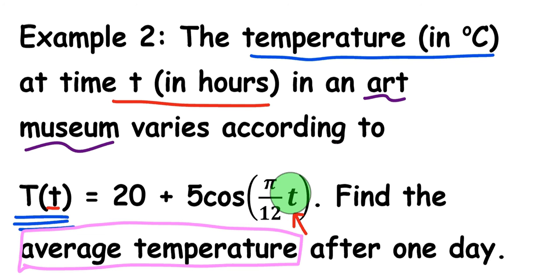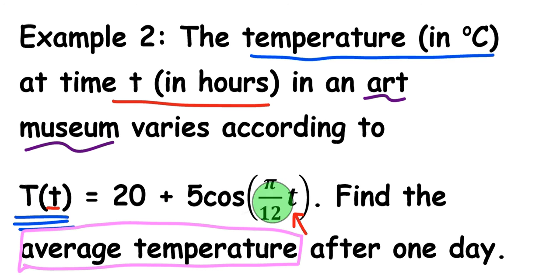So, for example, if you were to plug in 3 for t, that'd be after 3 hours, right? This would cancel and become pi over 4. Cosine of pi over 4 is square root of 2 over 2. You'd multiply it by 5 and add 20, and that would give you the temperature inside the museum after 3 hours.